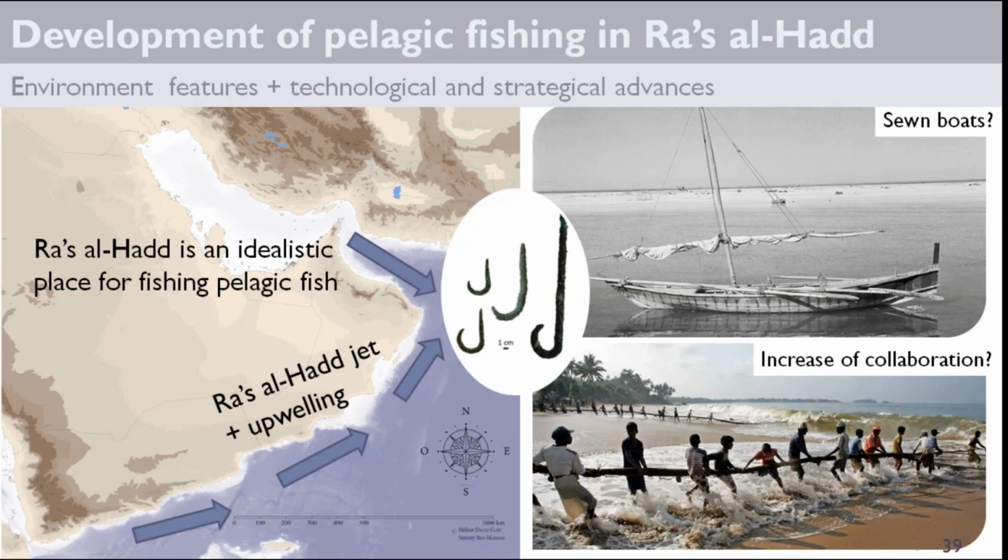And why could it appear in Ras Salad? Why could the development of pelagic fishing appear in Ras Salad? Well, because Ras Salad is kind of an ideal place for fishing pelagic fish. Indeed, Ras Salad is really at the point of different marine features, like the Gulf of Oman and the Arabian Sea. It's just here, at the crossline. There is also the local Ras Salad jet, which is very local and goes just near the coast in Ras Salad. And there is also a strong upwelling at this location. So all these features made the settlement of Ras Salad a really good position for the development of pelagic fishing.